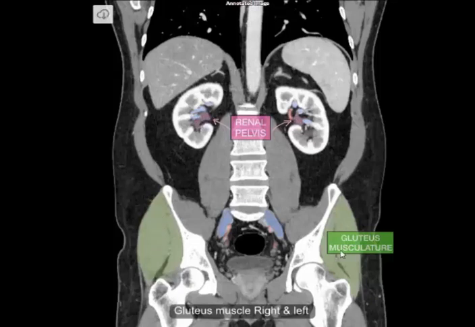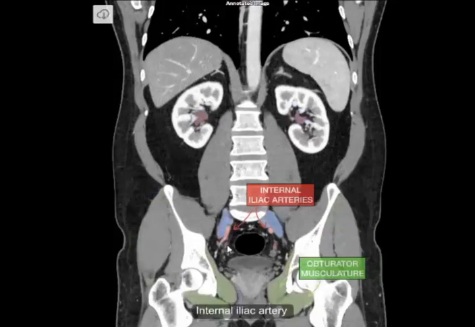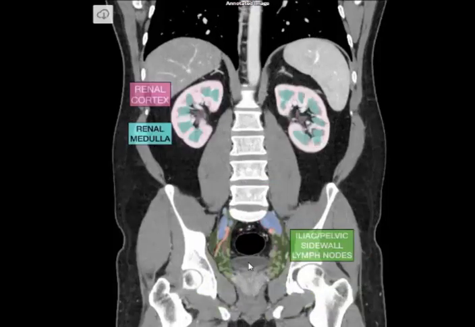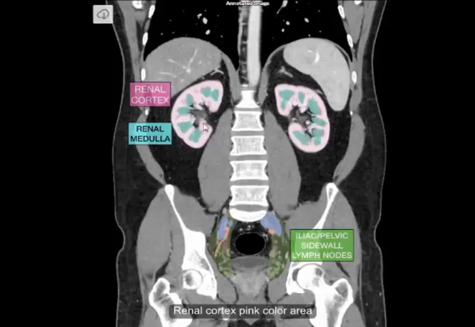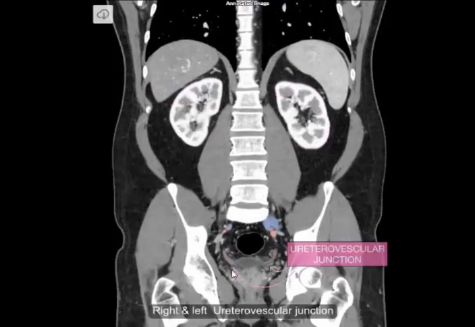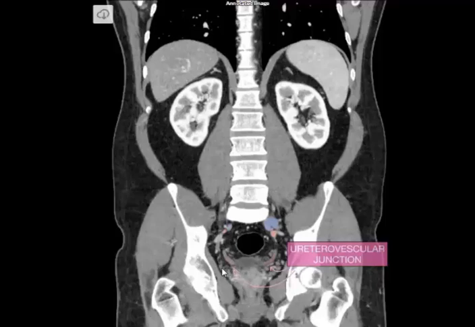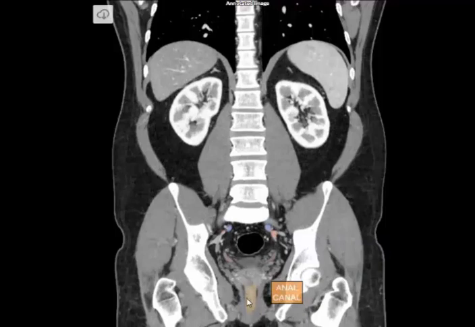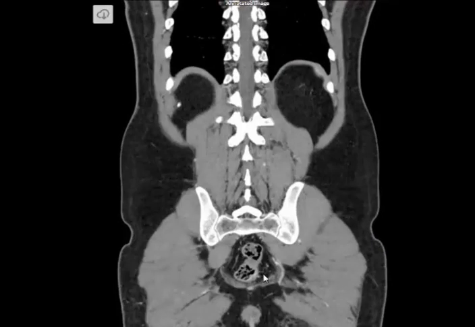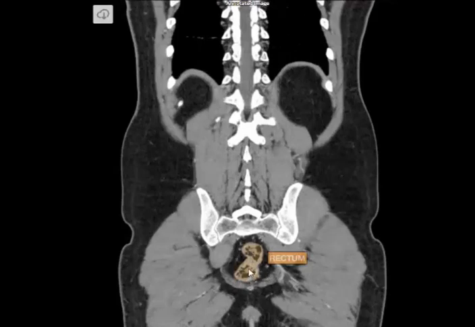Gluteus muscle, right and left, internal iliac artery, right and left, obturator muscle, right and left, renal cortex, pink color area, renal medulla, this is renal medulla, pelvic lymph nodes, right and left, ureterovesical junction, anal canal, and this is rectum.